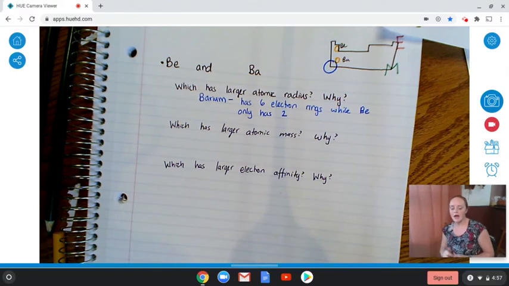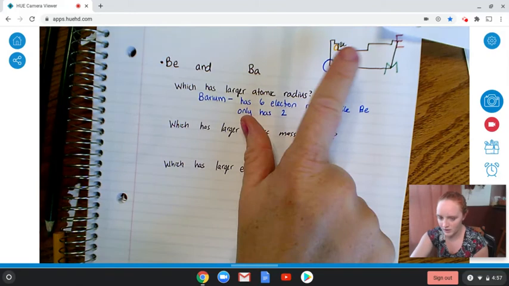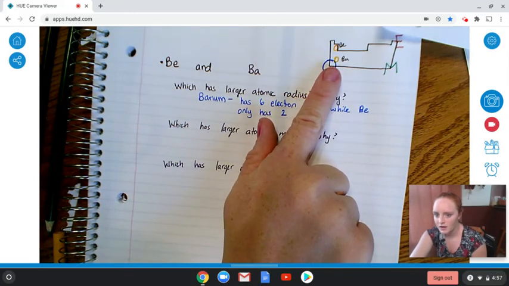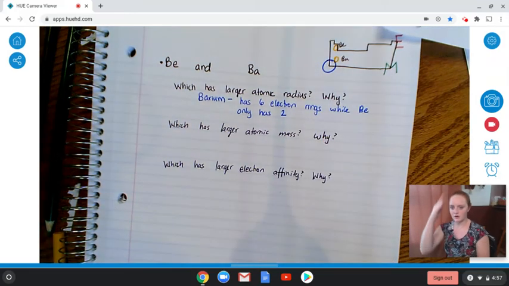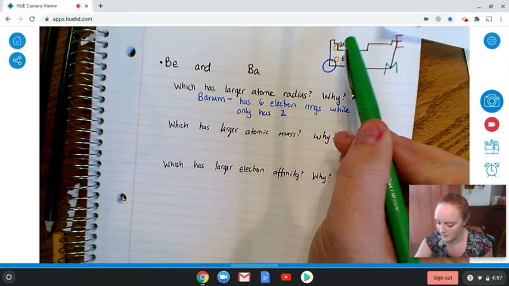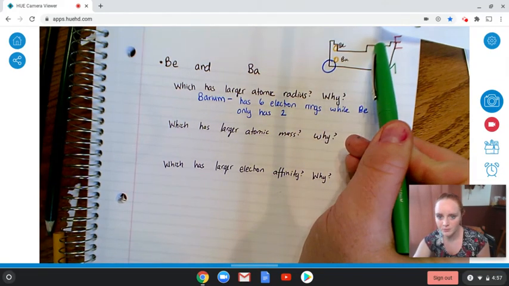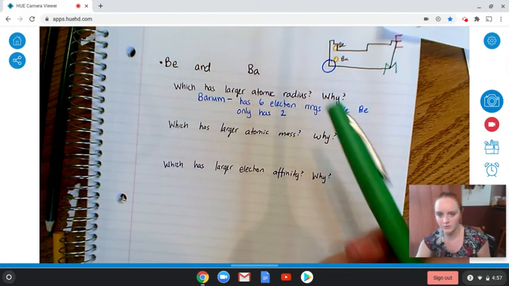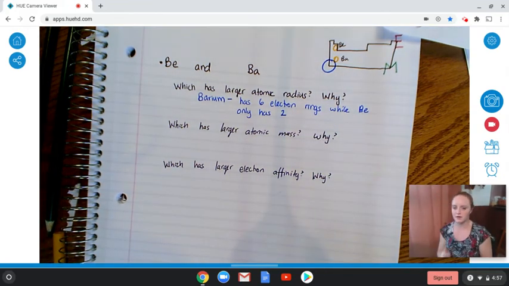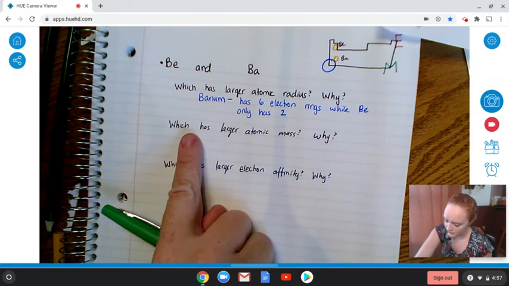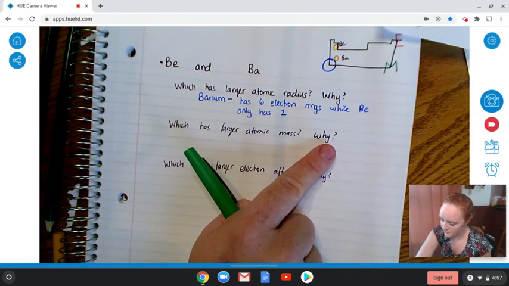So you've got to activate your brain to think about the right logic. You've got to think about, okay, what's my trend for size? And what's my logic for size as I go down a column? Remembering that your logic changes based on the pattern. Because if I were looking at size in the context of a row, the number of electron rings doesn't change. So that wouldn't be my logic. I would need to go back and think of my different logic.